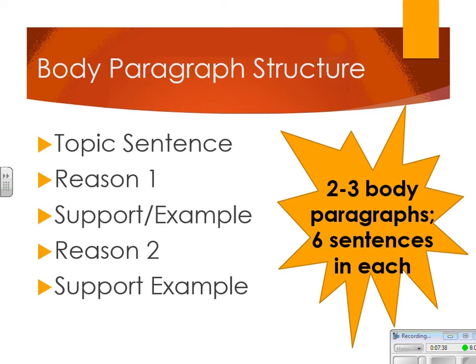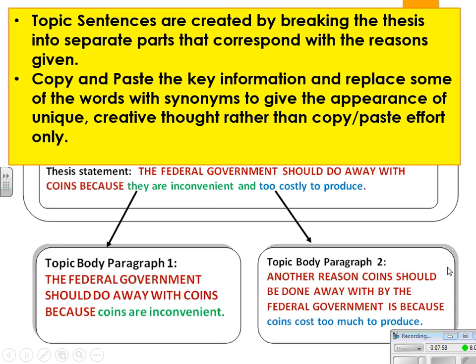Your body paragraphs have a format. First of all, again, you should have 2 to 3 body paragraphs as far as writing here in your 10th grade or 11th grade English classes. Each one of those should be 6 sentences in length, and they should begin with a topic sentence and have a reason with some examples and a second reason with some examples. If you'll take a look here on the screen, what you have in front of you is I've started here with a thesis statement, just from a random prompt. Okay, so let's talk about how to create a topic sentence from a thesis statement.